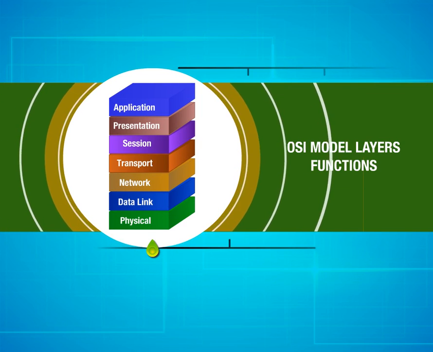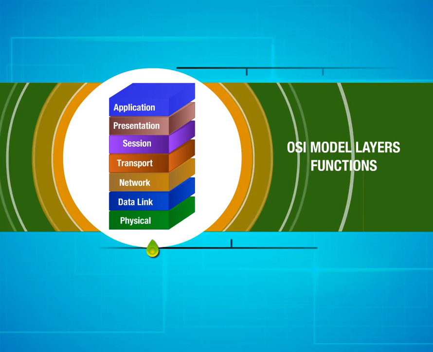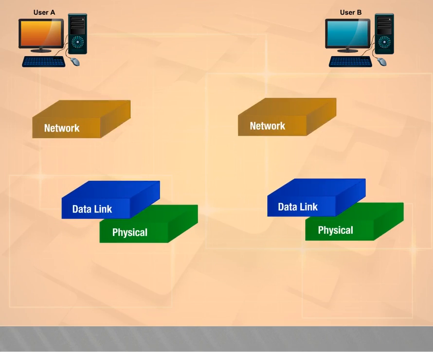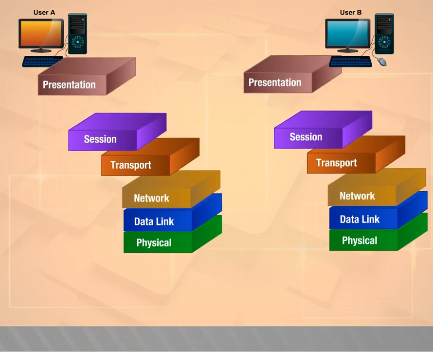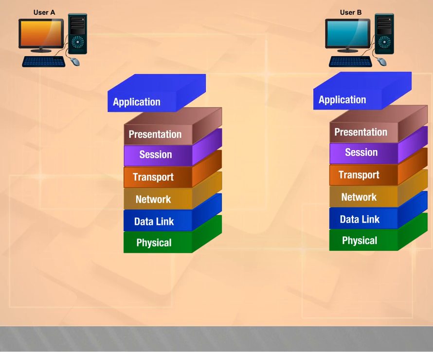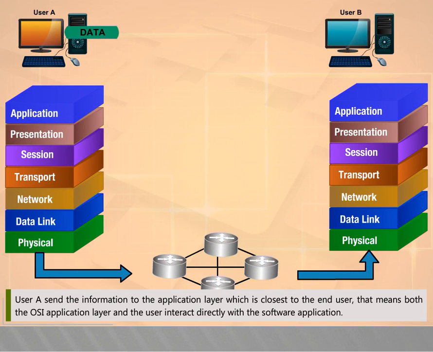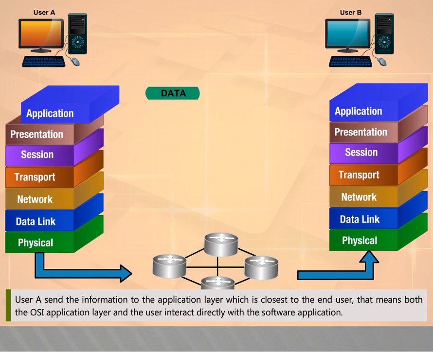OSI Model Layers functions. In this video, we are going to see about OSI Model Layers functions. User A sent the information to the application layer, which is closest to the end user. That means both the OSI application layer and the user interact directly with the software application.